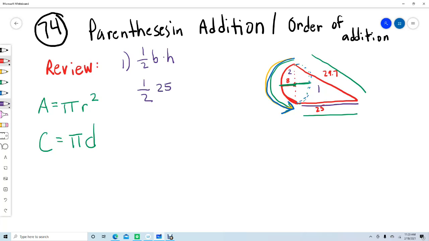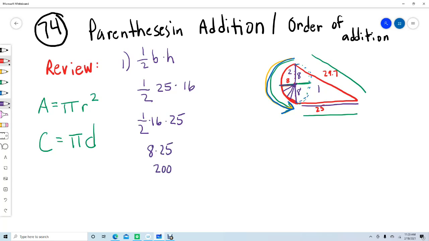Now my height, if this radius is 8, then this is 8, and this is 8, and this is 8, and this is 8. That means this is 8. That's how we find out the length of our height. 8 plus 8 is 16. I can multiply in any order. Just for simplicity's sake, I'm going to multiply the 1/2 and the 16 first because that's easy. That's 8 times 25, and that's 200.